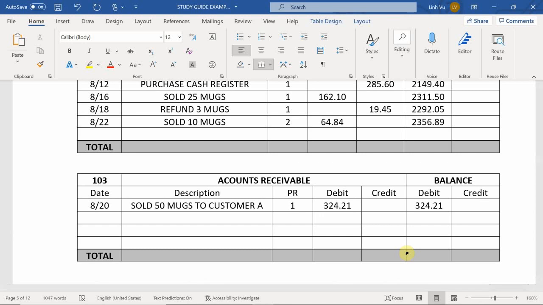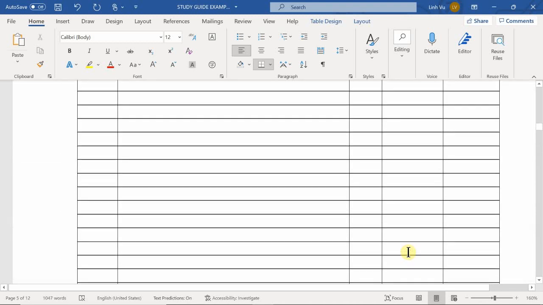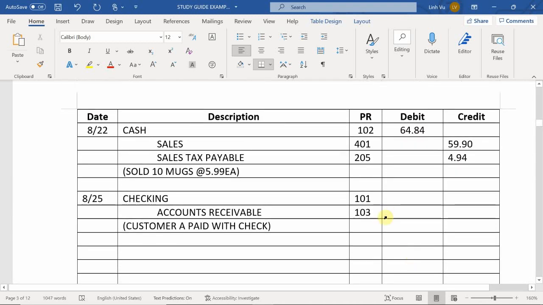So that was the 18th. What is the customer A? I forgot. The 20th, accounts receivable sales here. So the amount is 324 and 21 cents. The total, 324.21. So they're paying in full. Yep. 324 and 21.